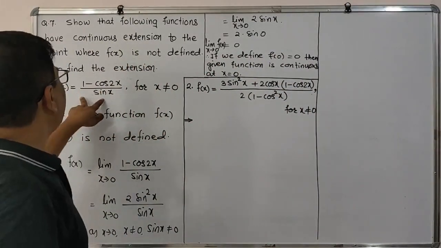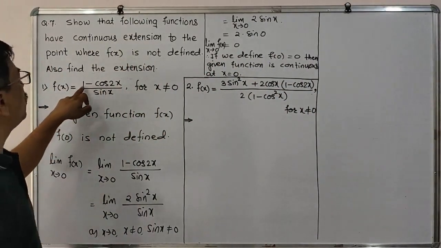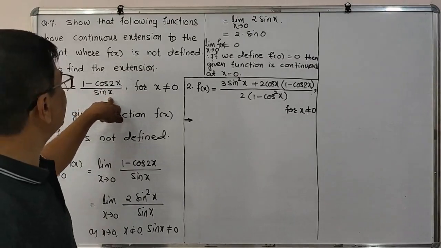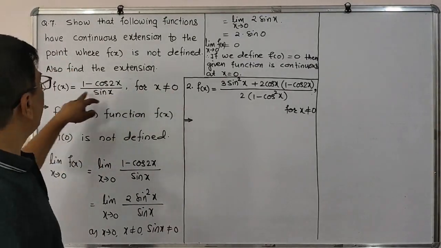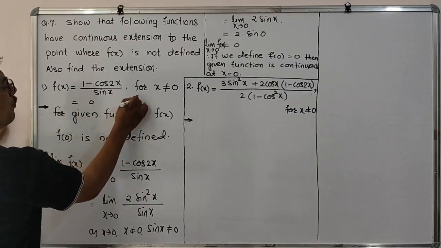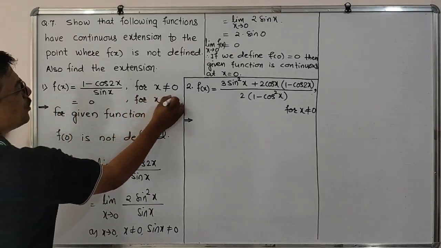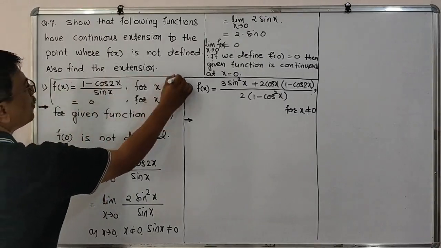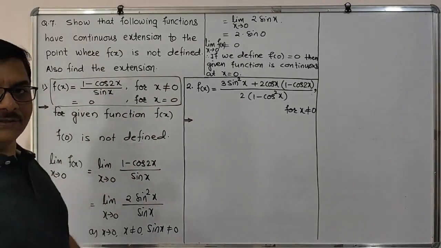We can redefine that function: f of x is equal to 1 minus cos 2x upon sin x for x is not equal to 0, and is equal to 0 for x is equal to 0 here. Look at this. We can write this function like this.